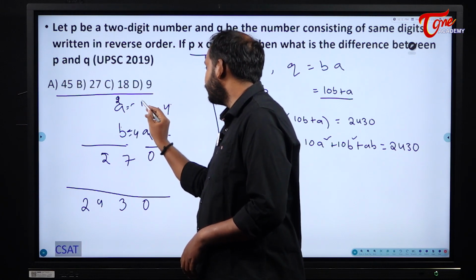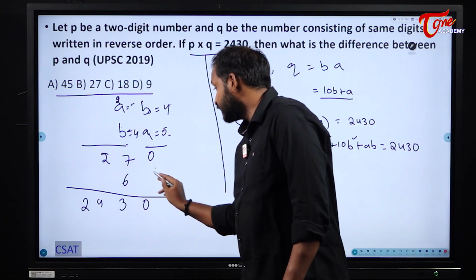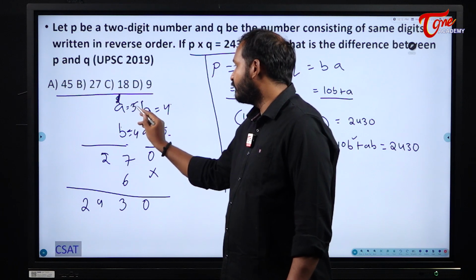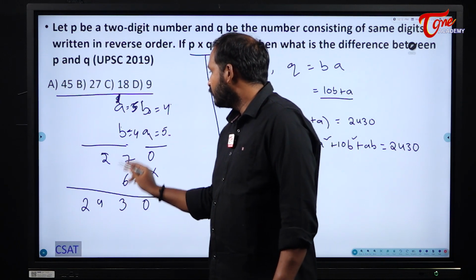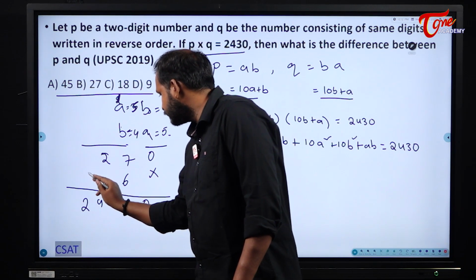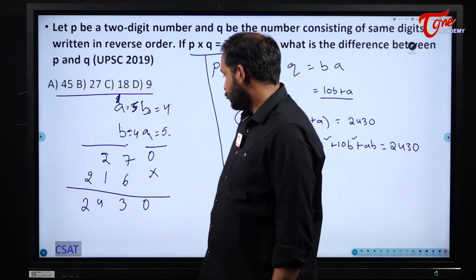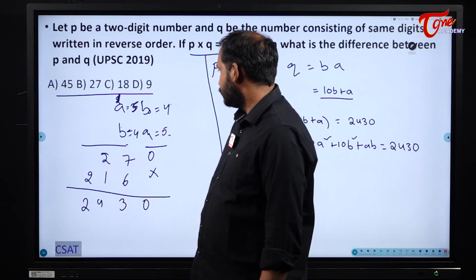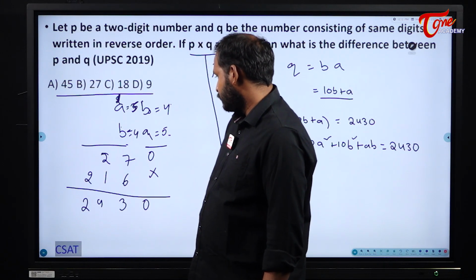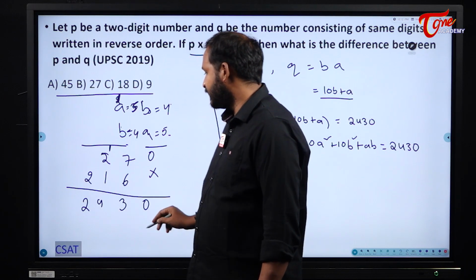A value is 5 and B value is 4. 4 4s are 16. 16, okay, satisfied. 1 will go as a carry. So 4 5s are 20. 20 plus 1, 21. It will become 21. So then it is becoming what? Not okay. 1 will go as a carry. So 4 and it is satisfied.